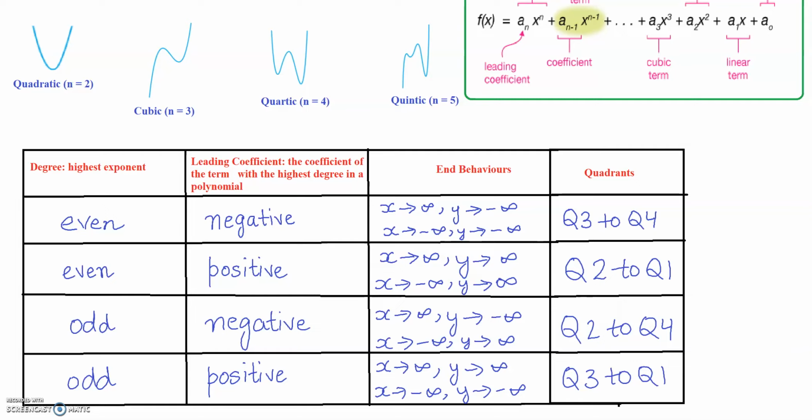In order to summarize, a polynomial function of degree n has at most n minus 1 local maximum or minimum points, the turning points. A polynomial function of degree n may have up to n distinct zeros, which are x-intercepts. If a polynomial function is odd degree, it must have at least one x-intercept and an even number of turning points. If a polynomial function is even degree, it may have no x-intercepts and an odd number of turning points. So these are the things which you can keep in mind in order to find out degree, leading coefficient, and behavior, and the quadrants.